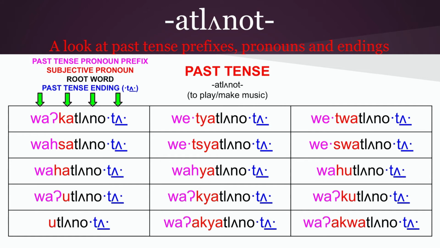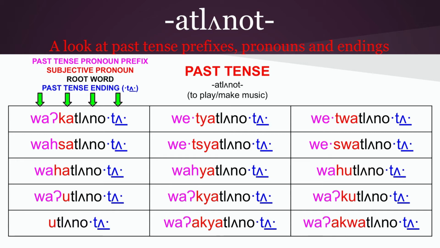Alright, so let's go over past tense prefixes, pronouns, and endings. There is more color coding here because I want you to see the breakdown of how these conjugations literally appear as one full word, but I want you to see each piece, what each piece represents, and put all of that together. It's really important because that's how we acquire our language. So in the subjective, you just have a pronoun, the root and the ending.